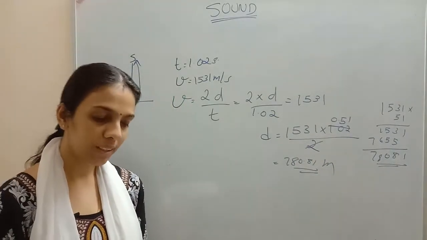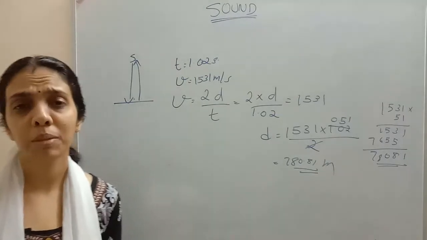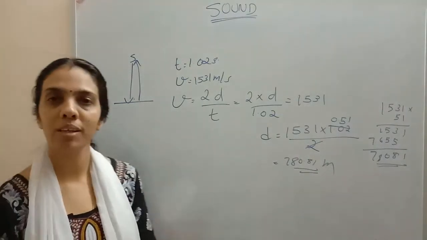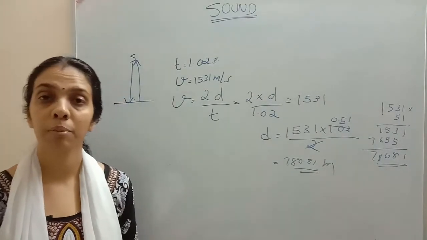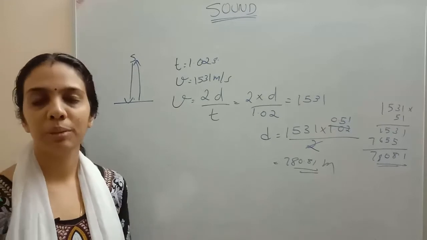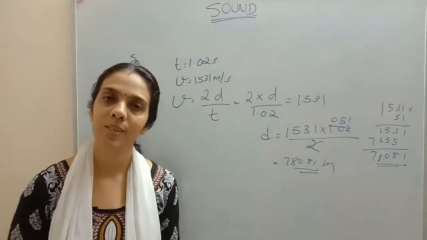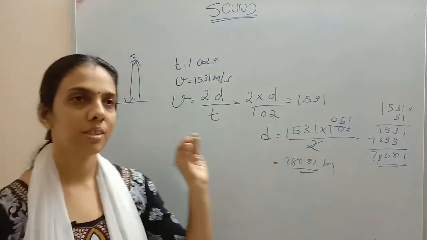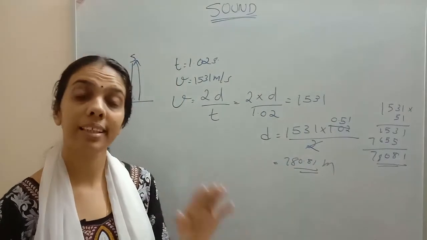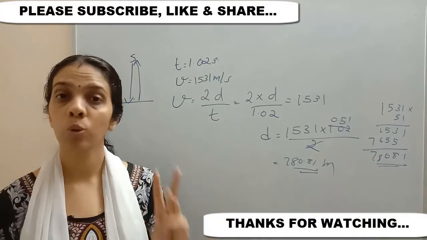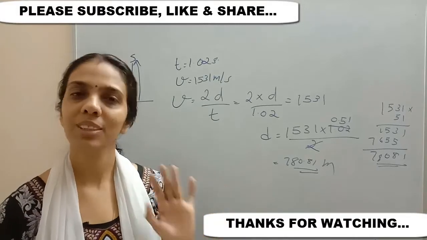Clear? This chapter does not have that many numericals, only 2-3 formulas you should remember. V equals nu lambda, nu equals 1 by T, and V equals 2D by T in the case of sonar as well as in echo. These are the main numerical part of this chapter, and the graphs related to compressions, rarefactions, loudness, pitch, all those things you should learn.